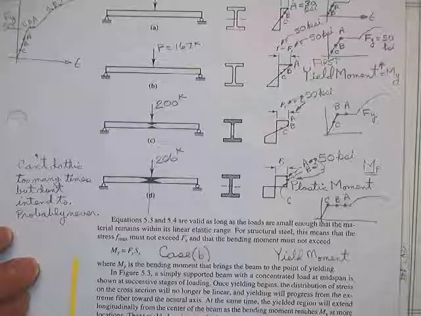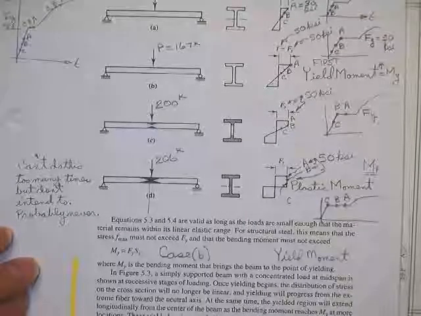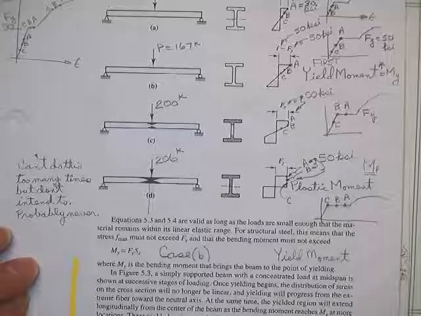Or if it even happened once, there was a building in Dallas got hit by a tornado, and it didn't fall down, but it was really twisted. It was really bent out of shape. I don't know what they did with it.